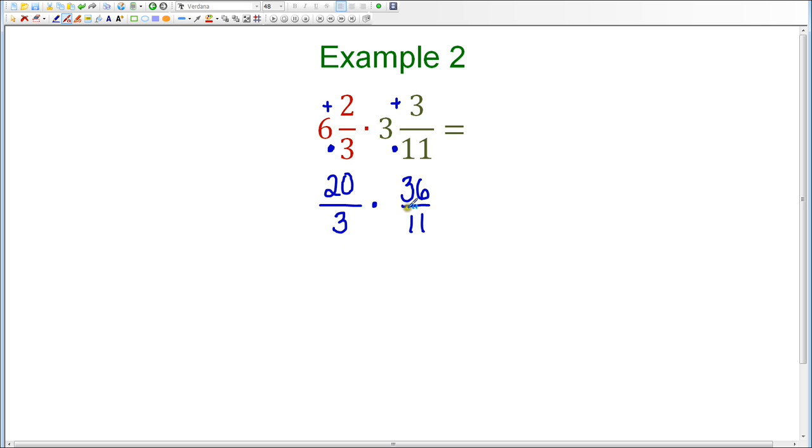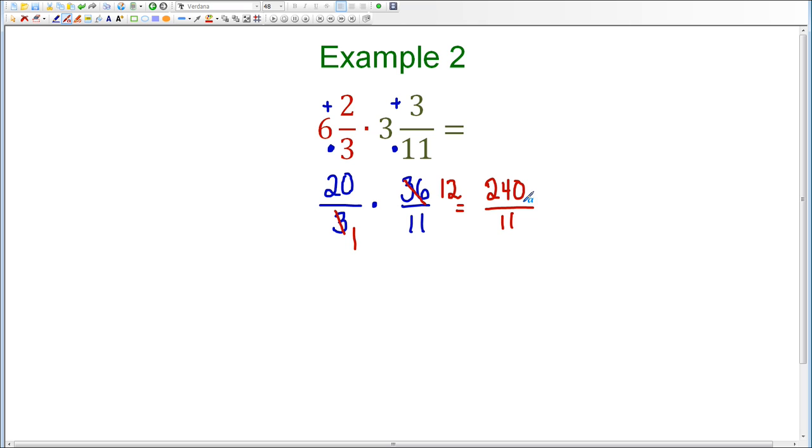So I know that 3 and 36 have a common factor of 3. 3 divided by 3 is 1, and 36 divided by 3 is 12. So I've been able to simplify these numbers a little bit within the problem, which will make my multiplying easier. There aren't any other numbers that I can simplify, so I'm going to go ahead and multiply. I'm going to multiply the numerators, 20 times 12, which is 240, and 1 times 11, which is 11. So I end up with an answer of 240/11.